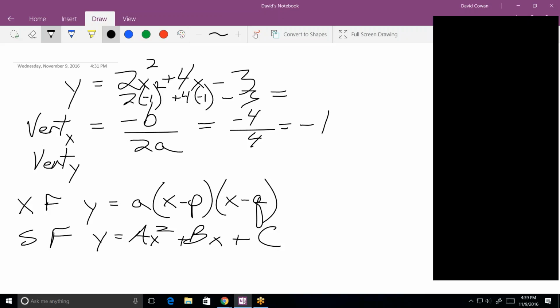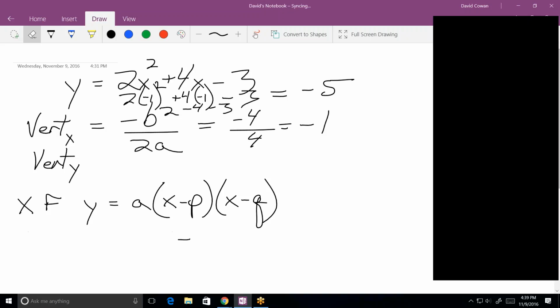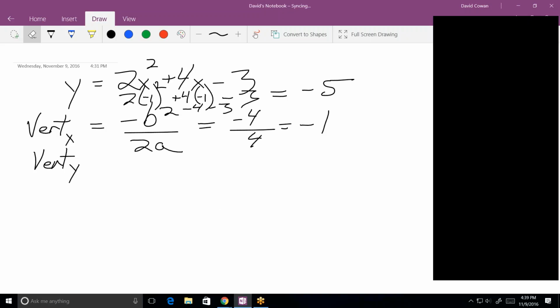Okay. So you got 2 minus 4 minus 3. That looks like -5. So that's the y-coordinate of the vertex. Okay. Let me erase some of this so I can start to graph it. So the very first thing I'm going to do is go to the x and the y coordinates. -1, -5, right there. Okay? We know that's the base.